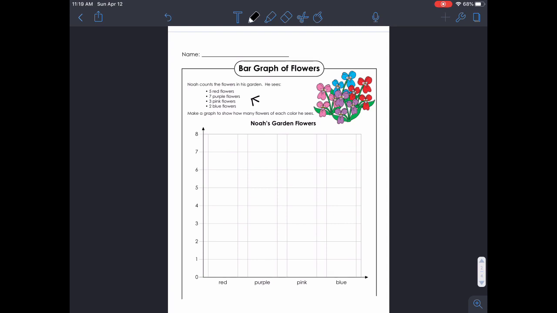Before I even start coloring or shading or any of that stuff, I want to check and make sure I have my title and I have my labels. So down here I have red, purple, pink, and blue. So I have the colors of the flowers, but there's no label there showing me what those mean. So I'm going to write in color of flowers. And then same thing on my y-axis. I have the numbers there, but there's nothing telling me what those numbers mean. So I'm going to write number of flowers.